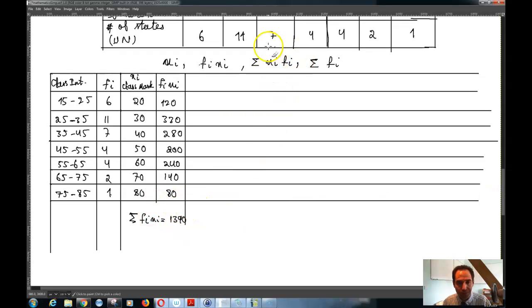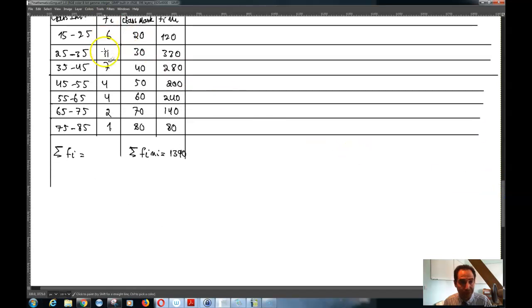So this is also calculated. Now sigma f of i is equal to all of these numbers added together, so 11 plus 6 is equal to 17. 17 plus 11 plus 7, and so on, which gives 35.